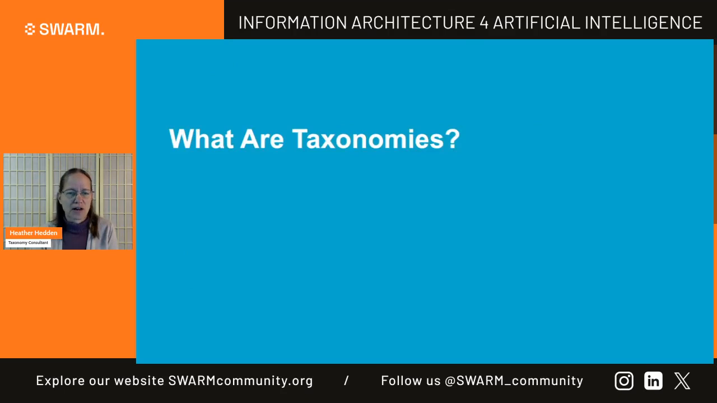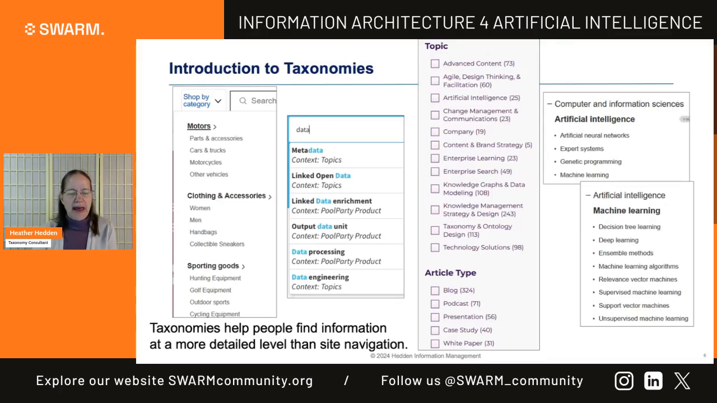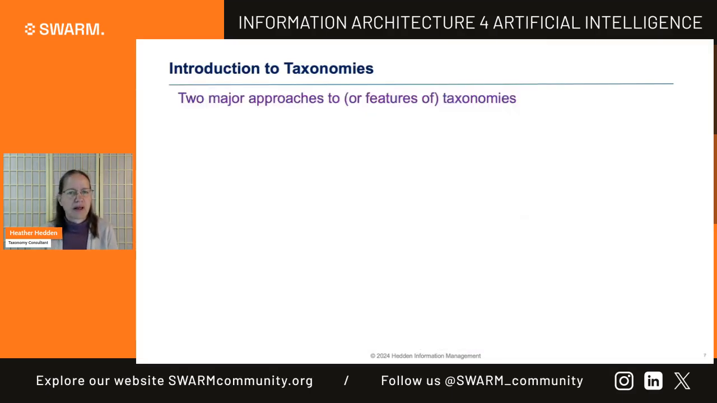So what are taxonomies? You've probably seen some of these displays of terms and topics and categories in different websites or web content management systems, or other kinds of content or data systems. There are different displays to choose from, hierarchies and filters and type aheads and so forth. So taxonomies help people find information at a more detailed level than site navigation, which is something that information architects may be involved in. So if I were to ask, what do you think a taxonomy is?